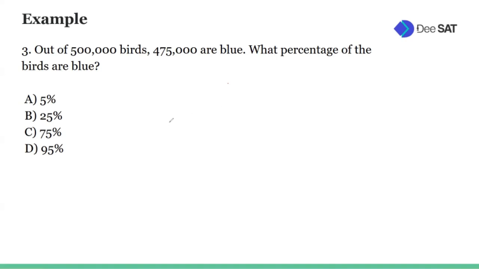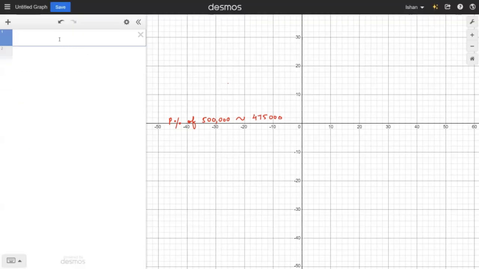I'm writing P%, since I don't know the percentage. P% of 500,000 birds is equivalent to 475,000. I'm using regression again. You just use a variable p, a percentage sign, of 500,000, a regression sign, 475,000. You will see that the value of p comes out to be 95.